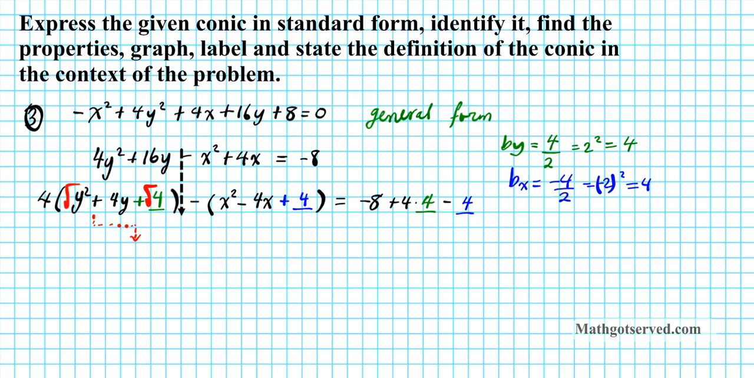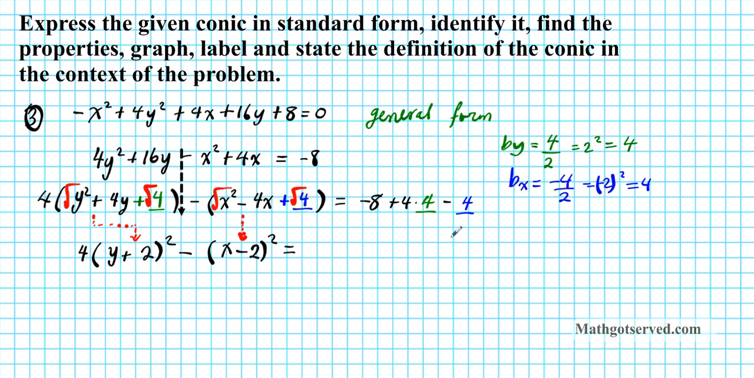So let's see what that gives us. Just do a 4 on the outside. 4 times (y plus 2) quantity squared for the y world, all right? And then we have minus, you root the x squared and root the 4 and bring down the middle sign, and then we're going to have (x minus 2) quantity squared.